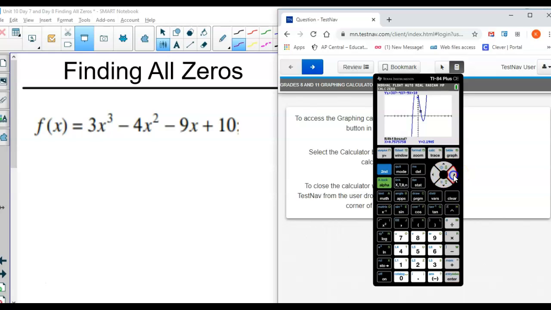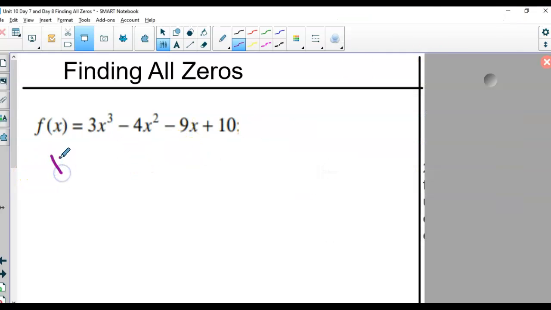Now I'm going to arrow down. So 1.5 on the x-axis is right there. I got that from right there. That is to the right of x equals 1, which looks like that's what my 0 is. So I hit enter for right bound. And now enter one more time when you see guess. And it shows us that we have a 0 at 1, 0. So x is equal to 1. Okay, so we just found this x equals 1 by using our graphing calculator.